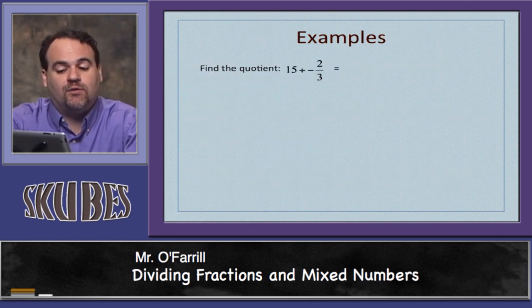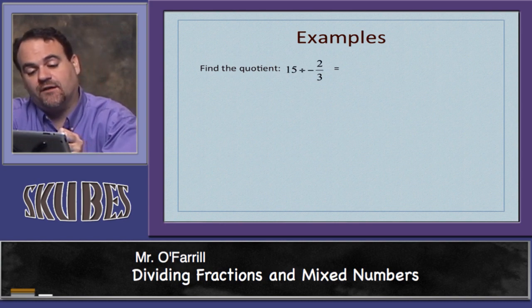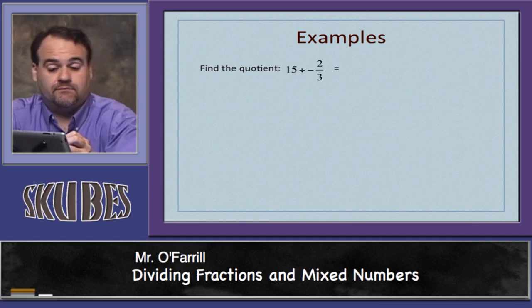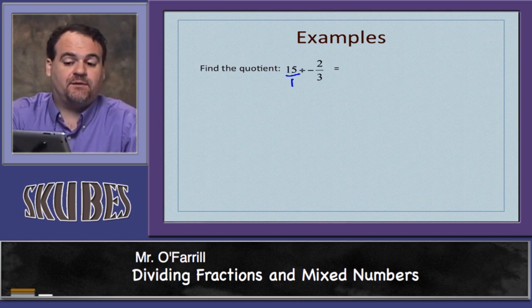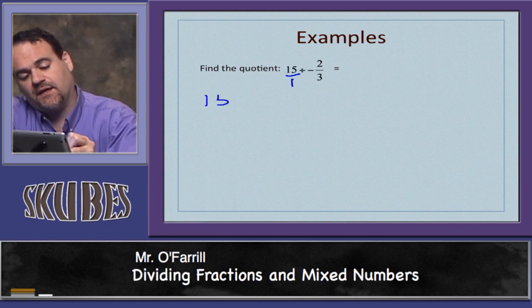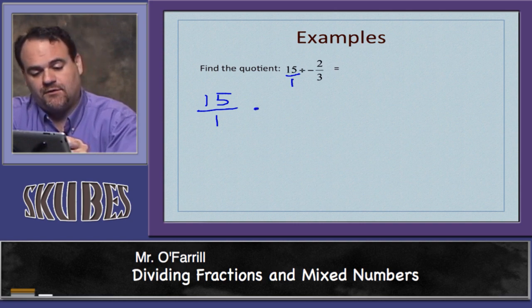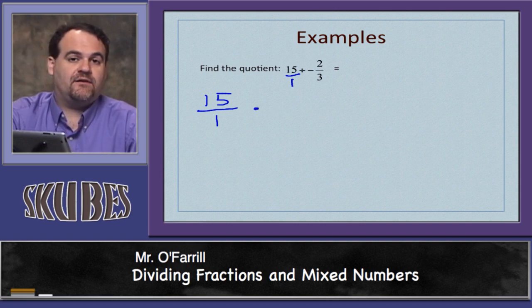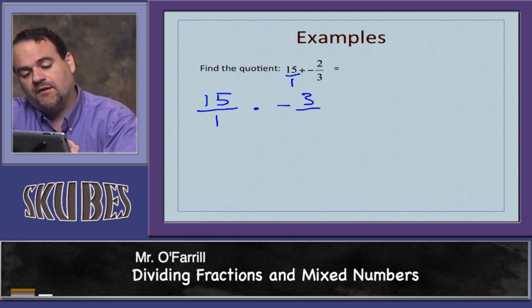So let's get started. Find the quotient of 15 and negative 2/3. Now the first thing we need to be aware of is that 15 itself is a fraction. It's a rational number. This is 15 over 1. And that's going to be important in just a moment. So we're going to rewrite the problem as multiplication. We keep the first one the same, 15 over 1. Change division into multiplication, and then flip the second one, or find the reciprocal, which is going to be negative 3/2.